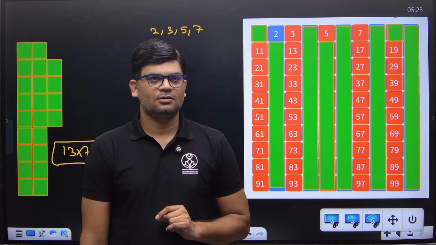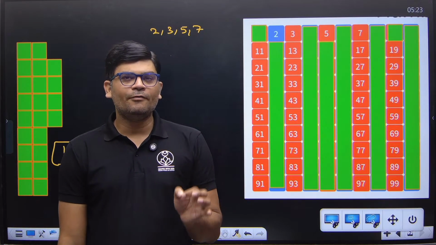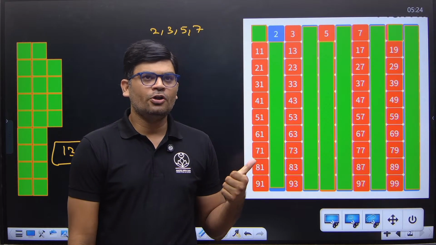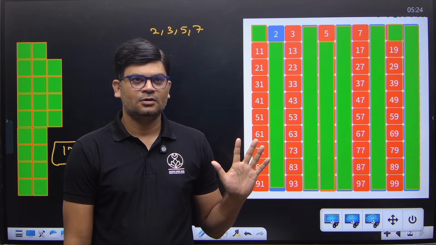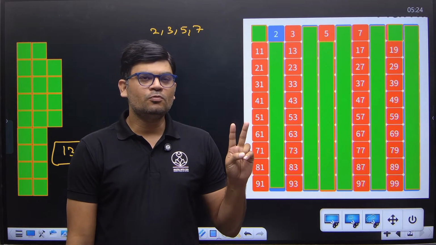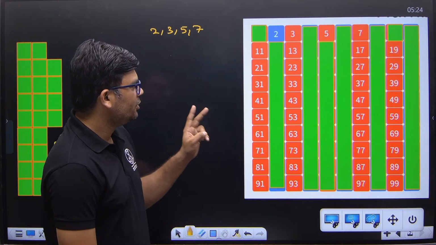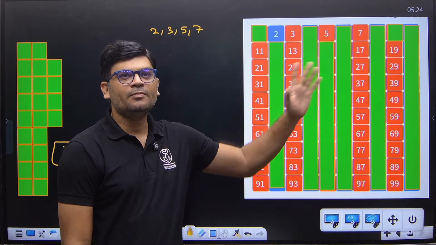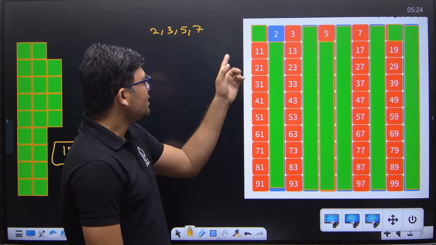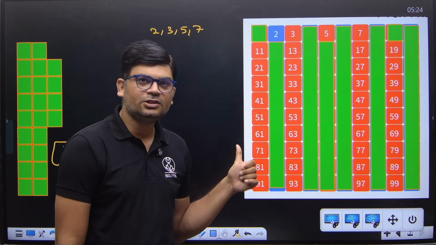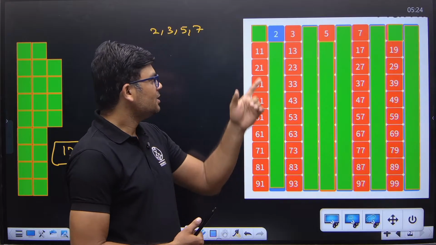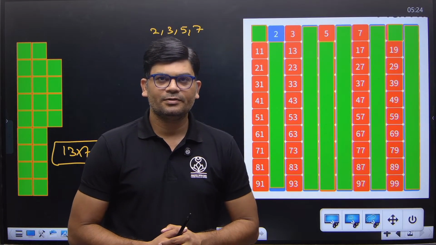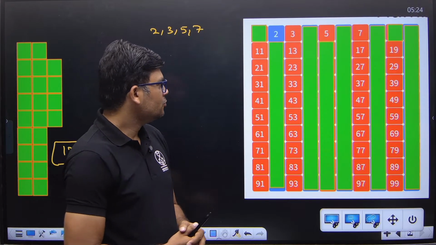Alright. And now you have to check with only 2 tables. Either you check it with 3 or you check it with 7. That's it. Only with 2 multiplication tables, 3 and 7. Now in the second row, from the remaining numbers, can you tell me if any of these is divisible by either 3 or 7? Is 11 divisible by 3? No. Is it divisible by 7? No. So 11 is a prime number.